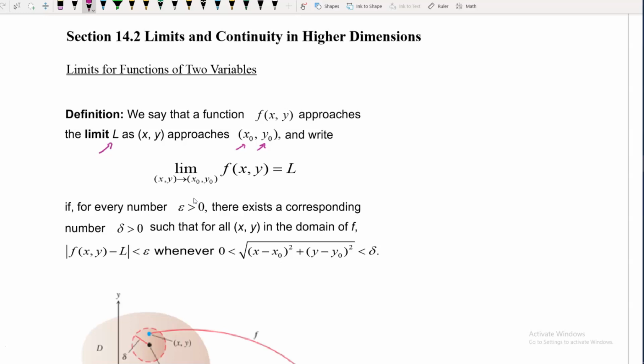If for every number epsilon greater than 0, there exists a corresponding number delta greater than 0 such that for all x, y in the domain of the function, absolute value of f of x, y minus L is less than epsilon whenever square root of (x minus x naught) squared plus (y minus y naught) squared is between 0 and delta. So here on this part we have an open interval, because we don't have equal to on this part.